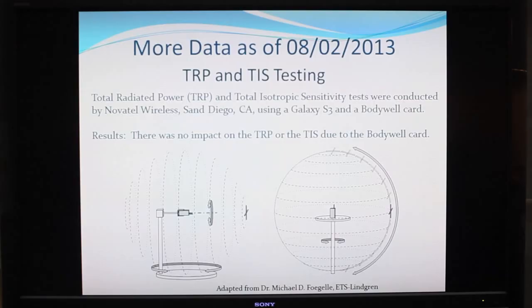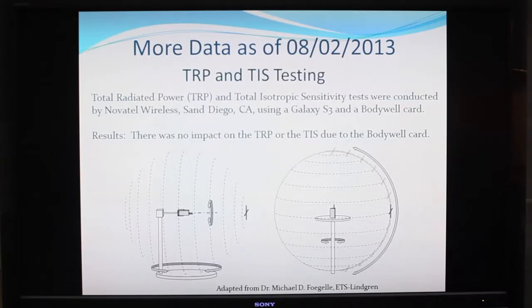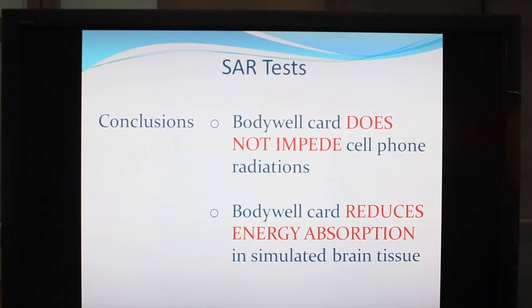And the question could be, are we reducing the absorption rate, or are we blocking or shielding the electromagnetic waves? It wouldn't make sense if we were impeding the reception or the emission of the cell phone. We did the TRP and the TIS testing. Those are also FCC standard tests, total radiated power and total isotropic sensitivity. And they came back conclusive, no impact on the TRP or the TIS test. The Bodywell card does not impede either the emission or the reception. It clearly states that the effects are on the simulated brain tissue liquid. So the conclusions were that the Bodywell card does not impede cell phone radiation, and Bodywell cards reduce energy absorption in simulated brain tissue.